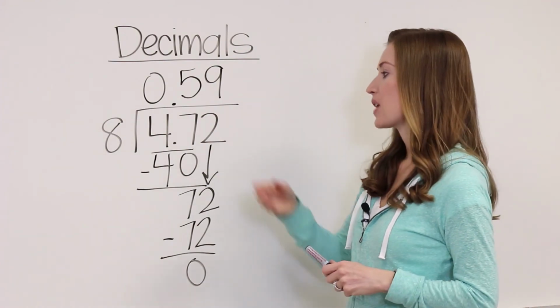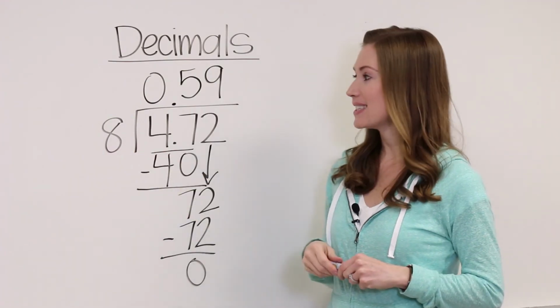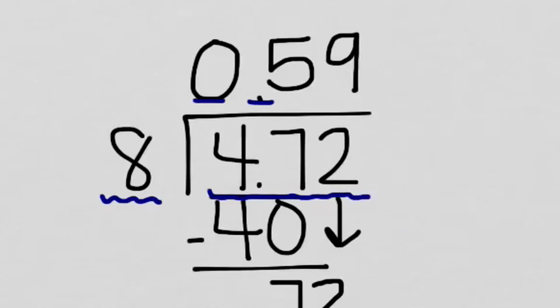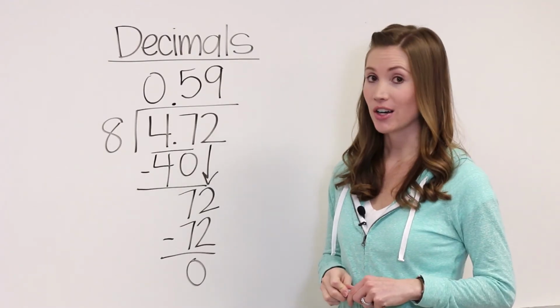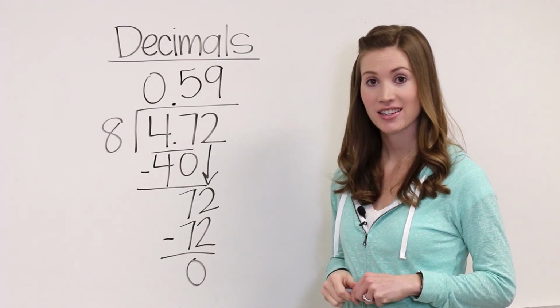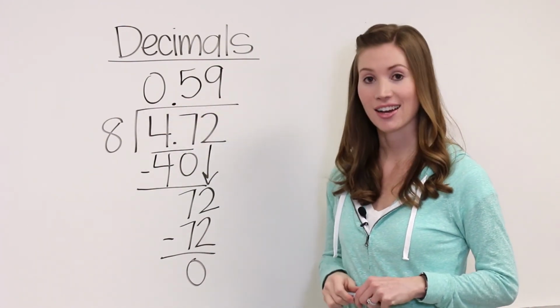In this problem, our dividend was 4 and 72/100. Our divisor was 8. Please help me read our quotient. 0 and 59/100. Or you can also say 59/100. The 0 doesn't change the value of 59/100.